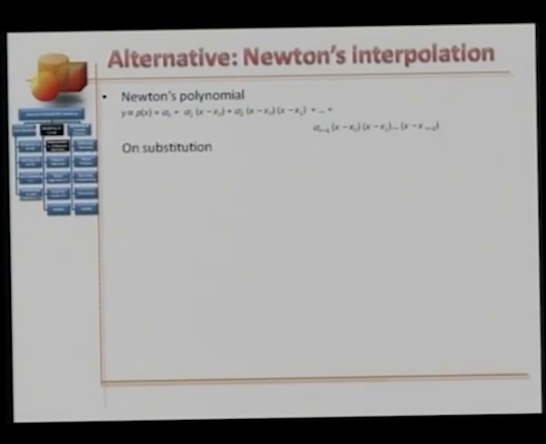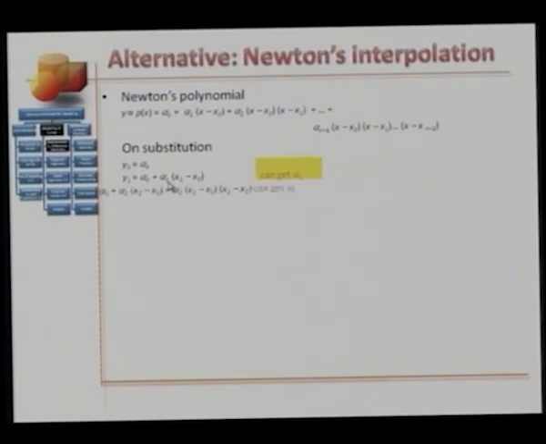If we substitute x equals x0, we'll simply get y0 equals alpha 0. As I said before, all these terms will vanish. If we substitute x equals x1, the third term, the fourth term, and so on and so forth will vanish, leaving only the first and the second term right here. Alpha 0 plus alpha 1 times x1 minus x0 will be equal to y1. We already know alpha 0 from before. Using this equation, we can compute alpha 1.